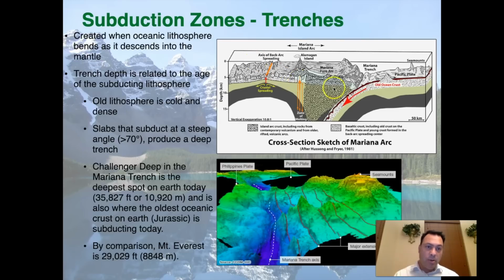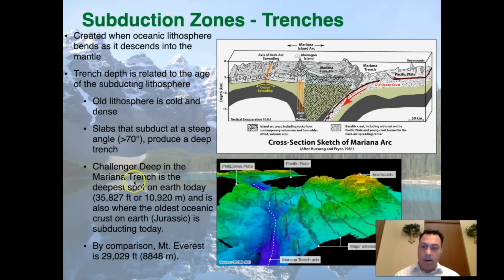And so because it's older and it's colder and therefore more dense, it tends to sink more easily. And as a consequence, this crust that we see, the subducting crust into the Mariana Trench from the Pacific plate underneath the Philippines plate, is Jurassic in age, which is quite old. And so it subducts at a pretty high angle. So slabs that subduct at a steep angle of greater than 70 degrees tend to produce a deep trench. And so that's what we see out in the West Pacific.